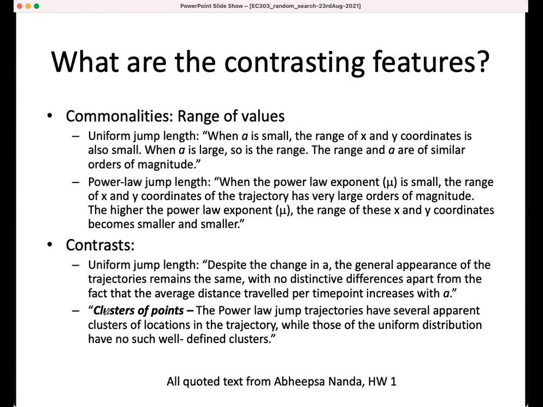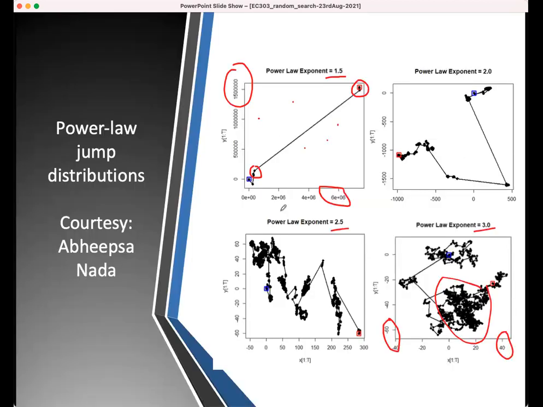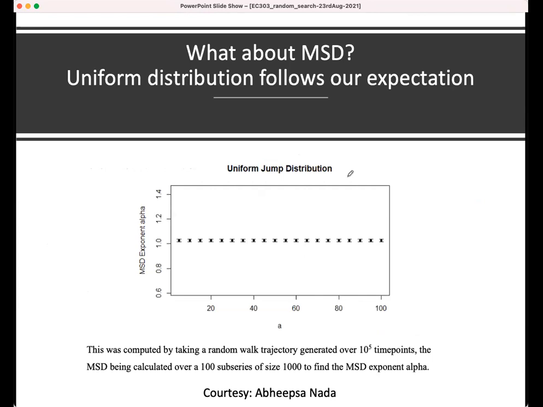And then the important contrast comes from this cluster of points. The power law jump trajectories have several apparent clusters of location in the trajectory, while those of uniform distributions have no such well-defined clusters. There was an additional point we discussed, which is that of long jumps. So the long jumps that we see here are again absent in the uniform distribution. Okay. So now let's quantify this, right?